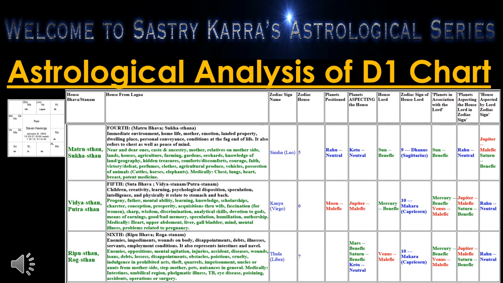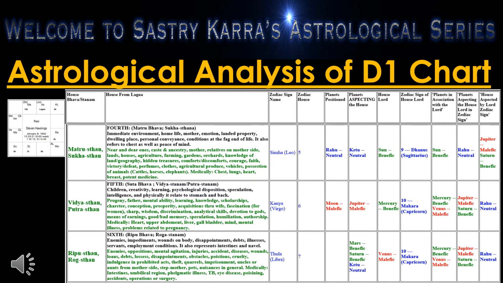Now let's go and look at the 6th house. The 6th house is Rogasthanamo. That means wounds on the body, illness, employment conditions, and medically it also talks about eye diseases, poisoning, accidents, operations, or surgery, either of those things. So let's go and see who is in the 6th house.